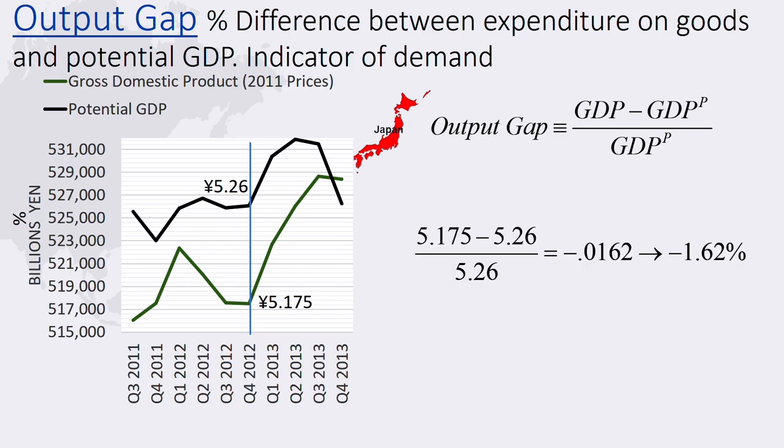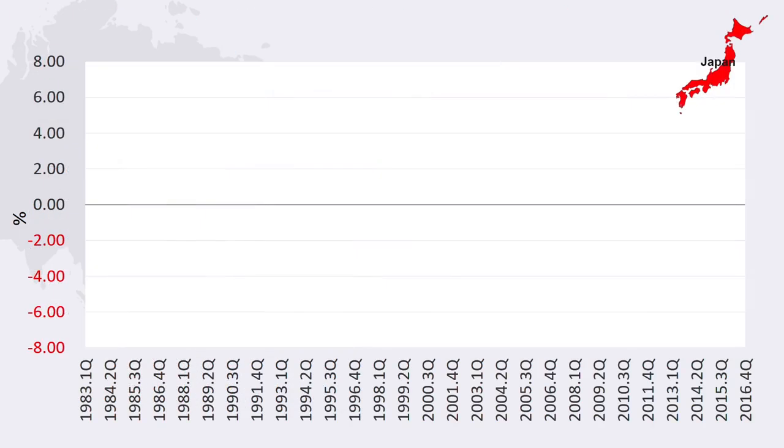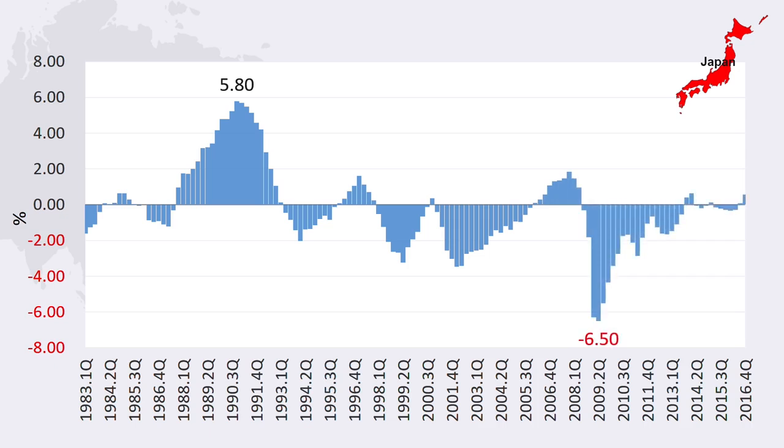For example, in the fourth quarter of 2012, Japanese GDP was approximately 5.17 trillion yen, while potential GDP was estimated by the Bank of Japan to be 5.26 trillion. Calculate the output gap as negative 0.0162 or negative 1.62%. The output gap is the main measure of the business cycle. We see a measure of the output gap for Japan, which deviates positively and negatively away from the long-term trend.